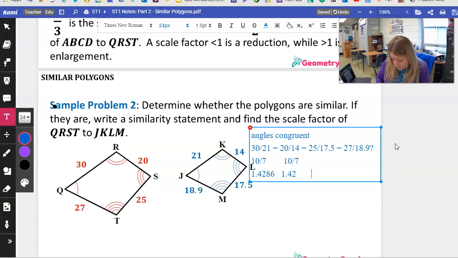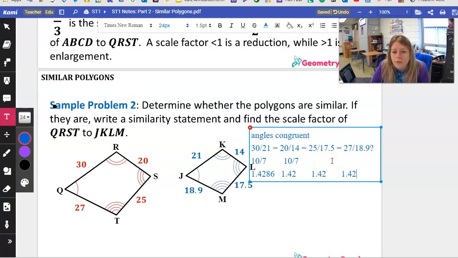So what is the decimal version of 25 over 17.5? So I'm doing 25 divided by 17.5. And I get the same 1.42 long decimal. And 27 divided by 18.9, I'm getting the same decimal. And it's not off at all. They're all exactly the same. Do those on your calculator and check them. So these are similar because all of my sides are in the same ratio, 10 to 7.